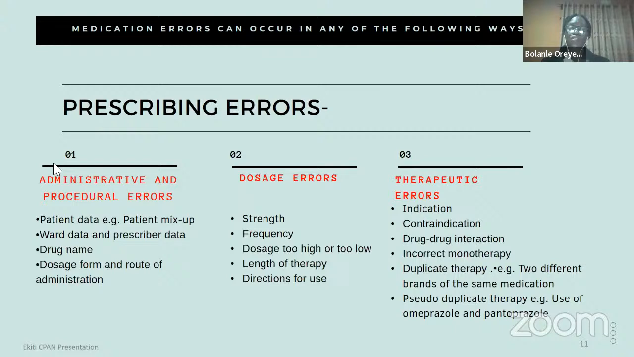For instance, I've seen prescriptions where you may have a brand name and another generic name written on the same prescription and expected to be given to the same patient. You also have pseudo-duplicate therapy, that is the use of two different drugs, similar to what I just mentioned, two different drugs in the same therapeutic category.